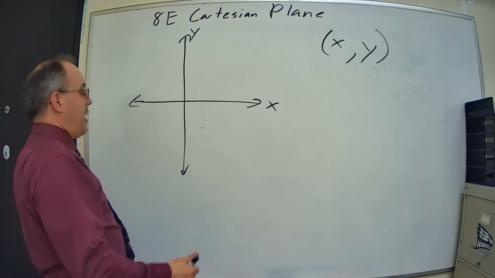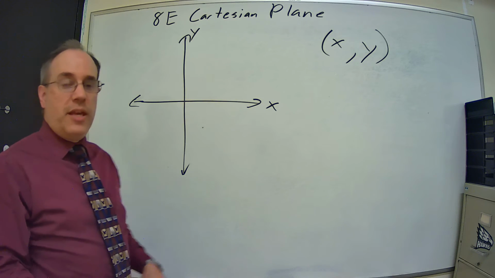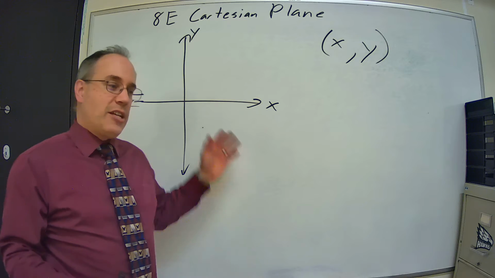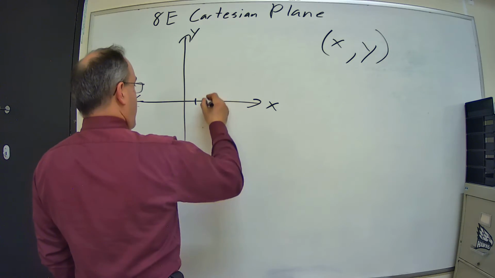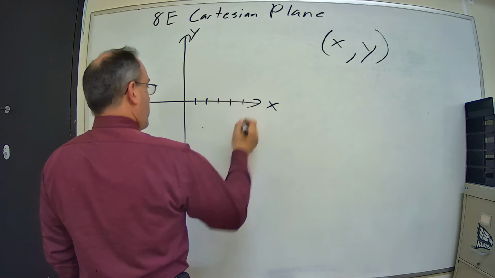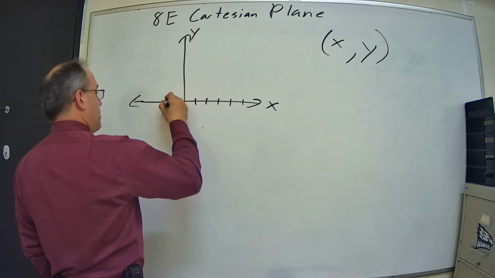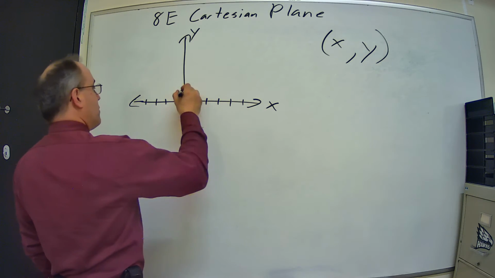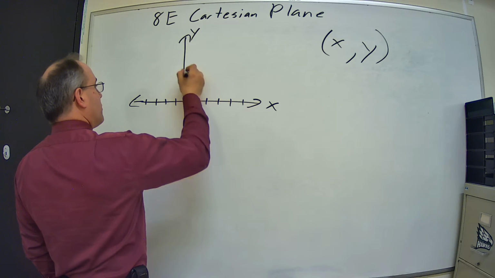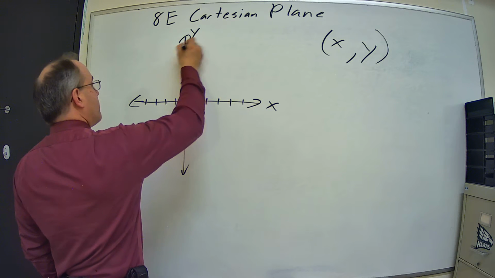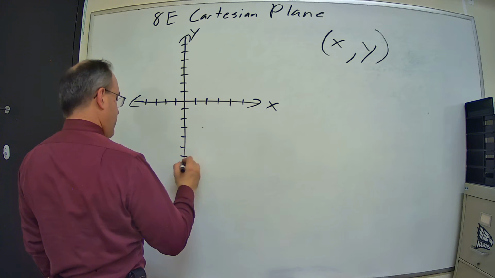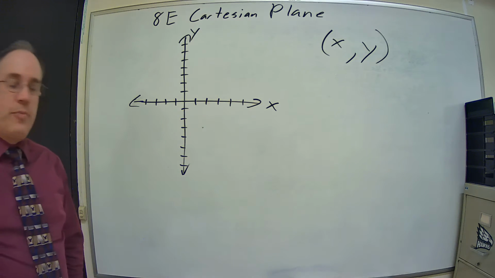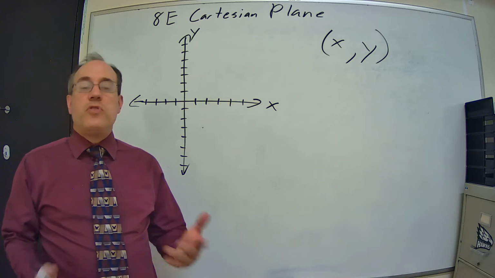Now, if I'm going to do that, then I should probably add some indices, hash marks and indices, to our Cartesian plane here. So I'm just going to add some marks, some hash marks on the axes. Okay, so I have some hash marks, and then I'm going to number them.